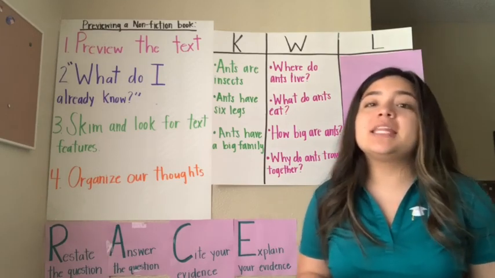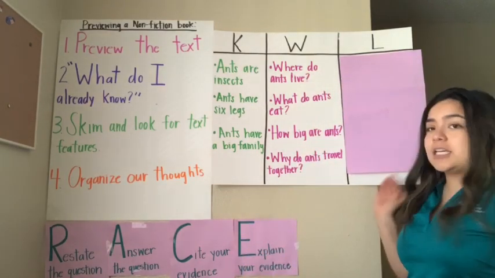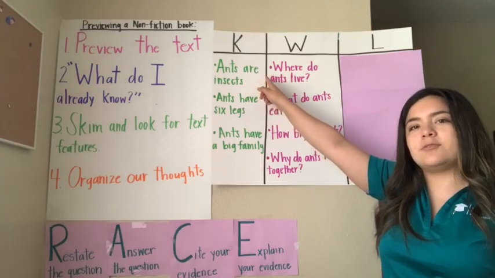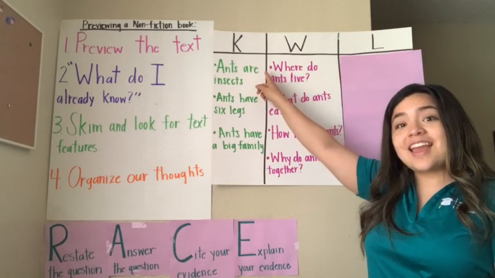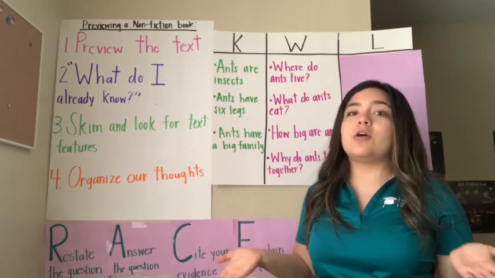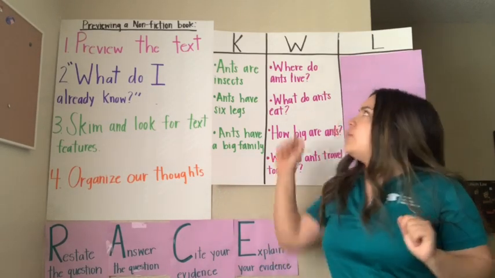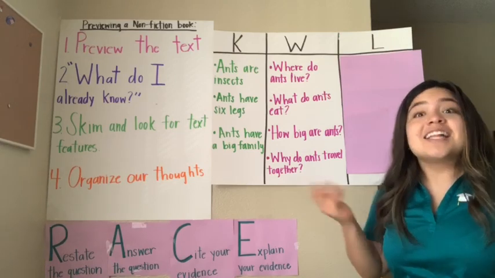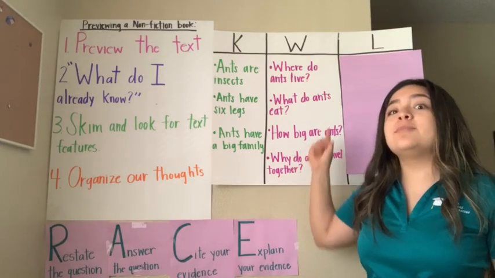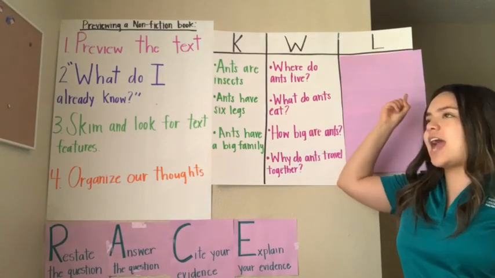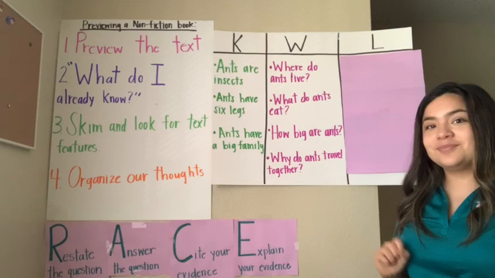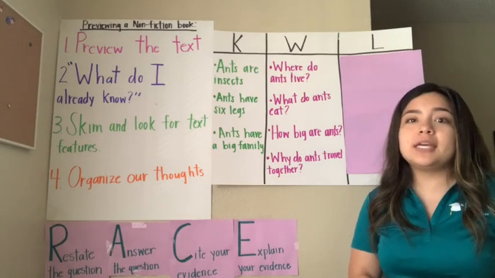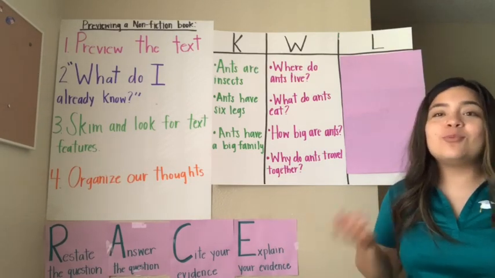Got it? Awesome. And then after we're reading, we are going to be filling out the last portion of our KWL chart. Oh, what does the K stand for again? Yeah, it stands for what we already know. And then what does the W stand for? That's right, for what we want to know. And then what does our L stand for? Yeah, that's right, for what we learned.